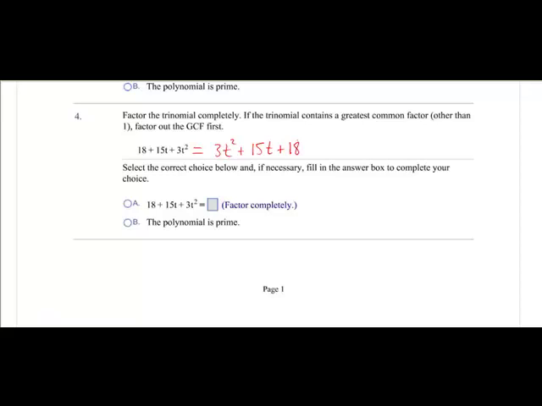Now you should notice all of these are divisible by 3. So that leaves me with t squared plus 5t plus 6 after I divide all 3 terms by 3. And don't forget that 3 is still there out front. So I have 3 times. Now this is an easy one to factor. What numbers multiply to make 6, but when you add them, you get 5? That would be 3 and 2. t plus 3, t plus 2. And there is my answer.